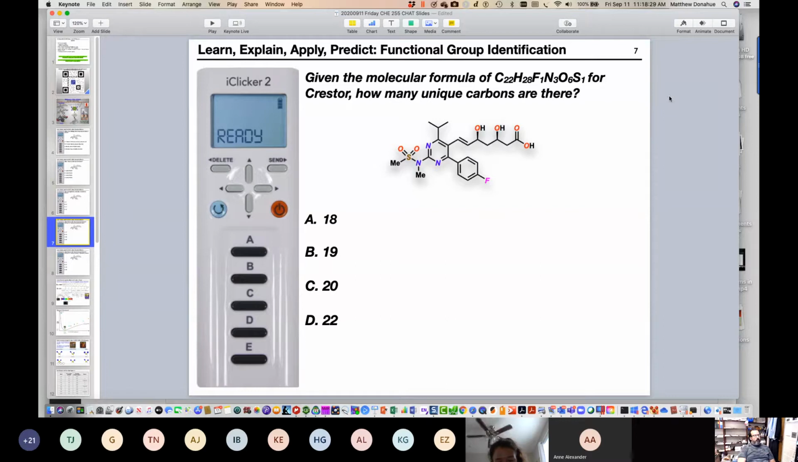So given the molecular formula C22H28FN3O6S for Crestor, how many unique types of carbon atoms are there? So what this question is asking you, really it's about carbon NMR, and we're conceptually thinking about it now, and we'll start looking at the data and what the experiment actually is. But we've determined there's 22 carbon atoms total. What this question is asking you is, of the 22, how many of them are unique?